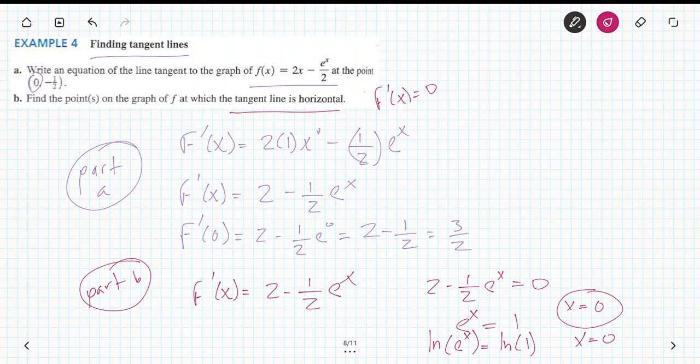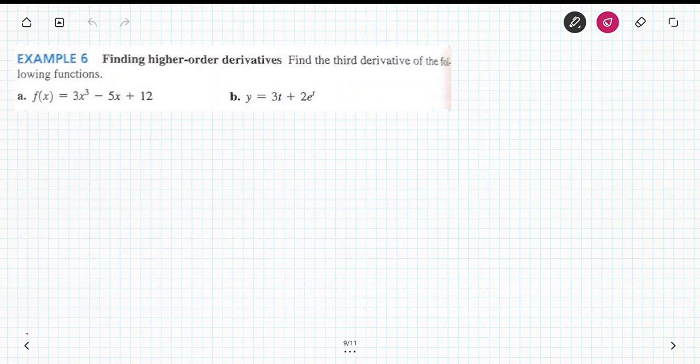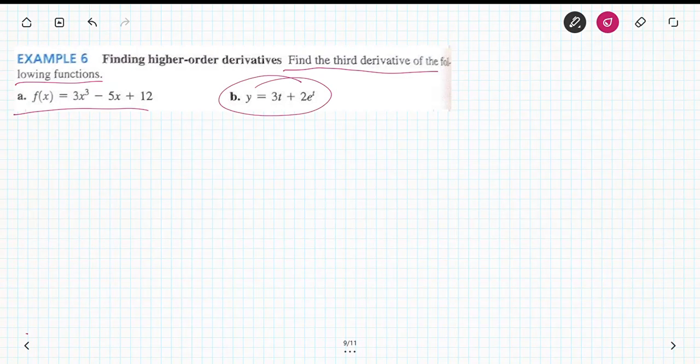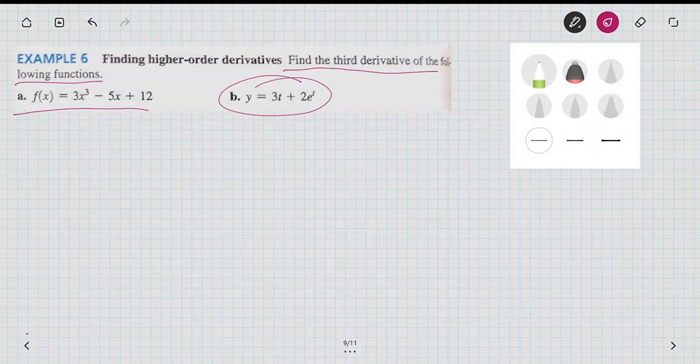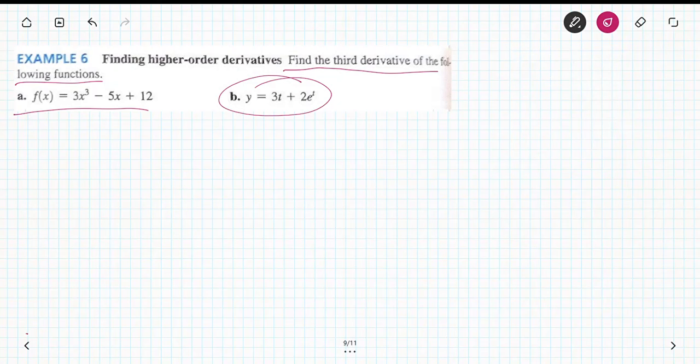All right. With that said, let's do one more example that you're going to need in your Google Classroom assignment. And then after that we'd be pretty good to go. This one says find the third derivative of the following functions. For time's sake, I'm going to just solve this one, and I'm going to leave that as an exercise for you to do.